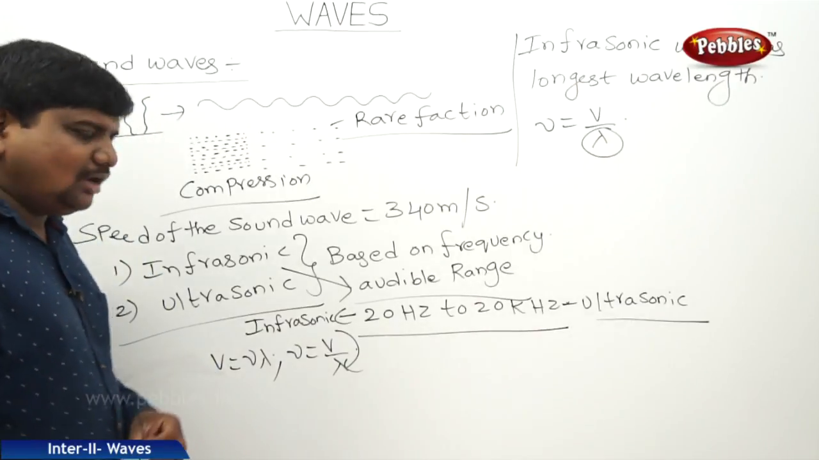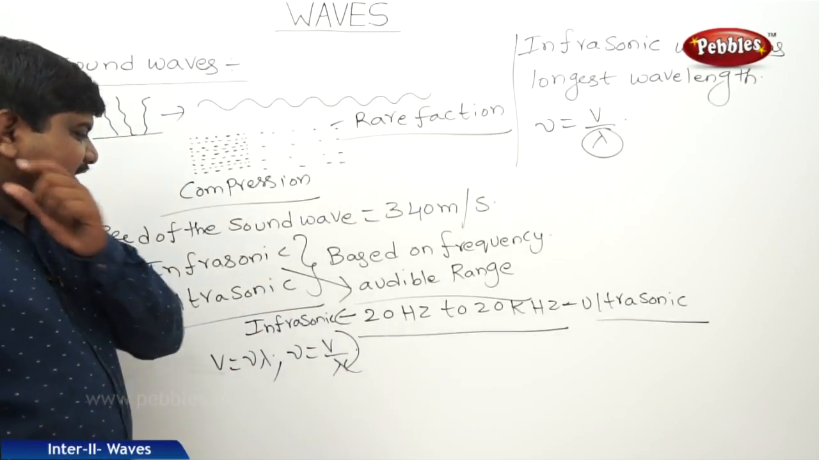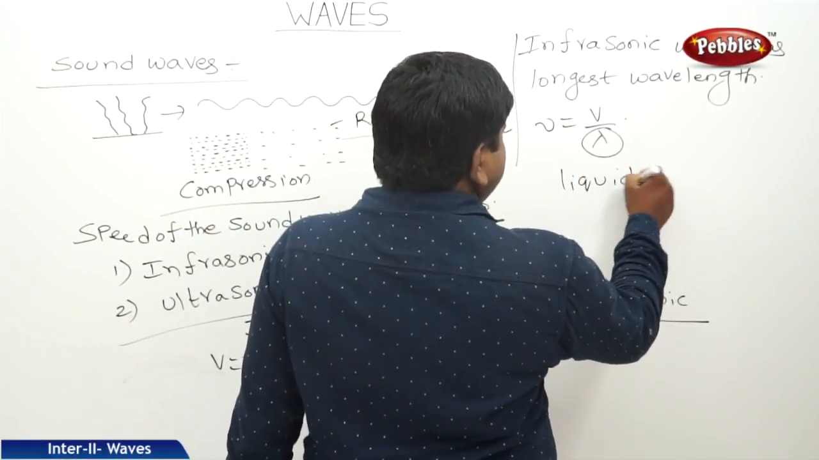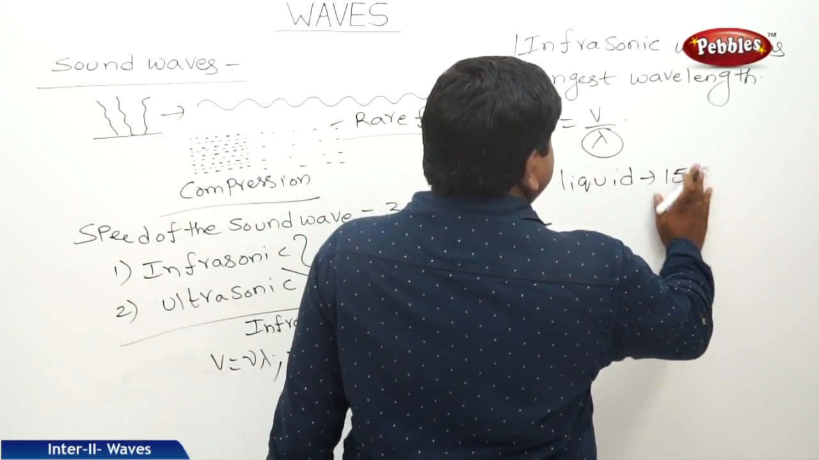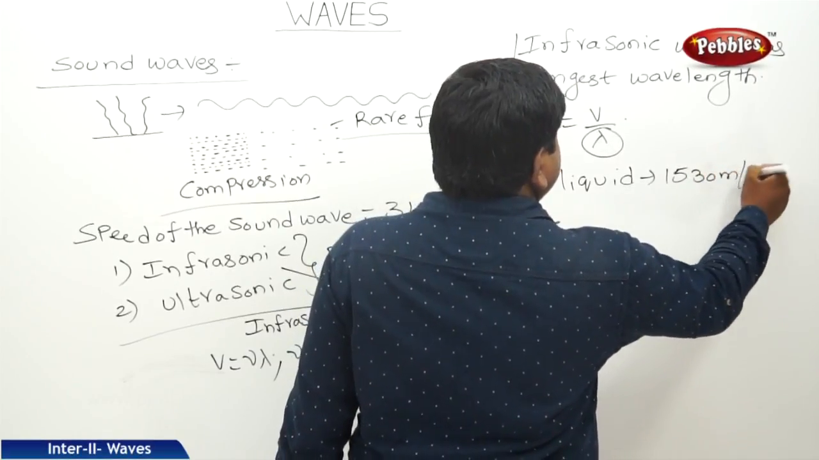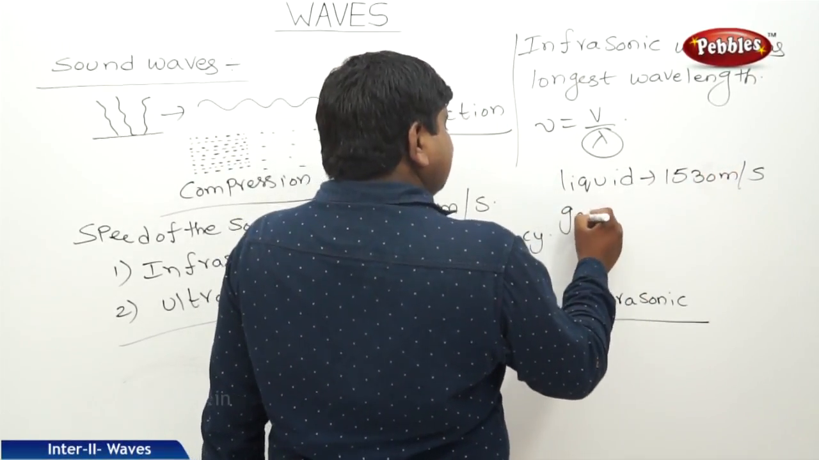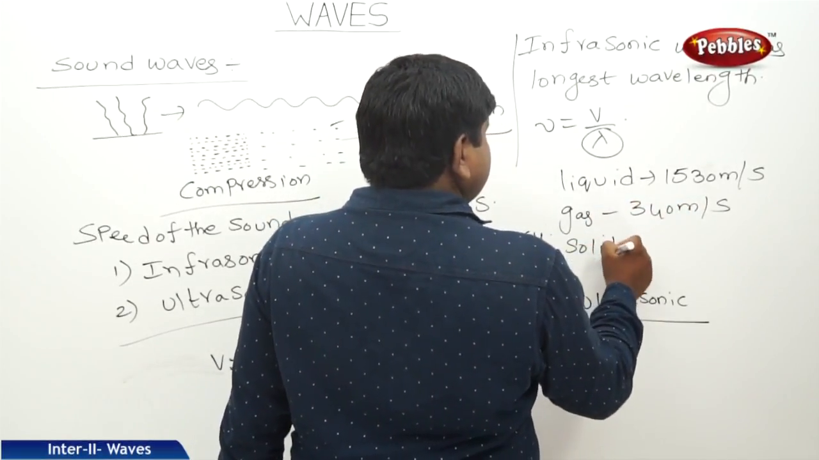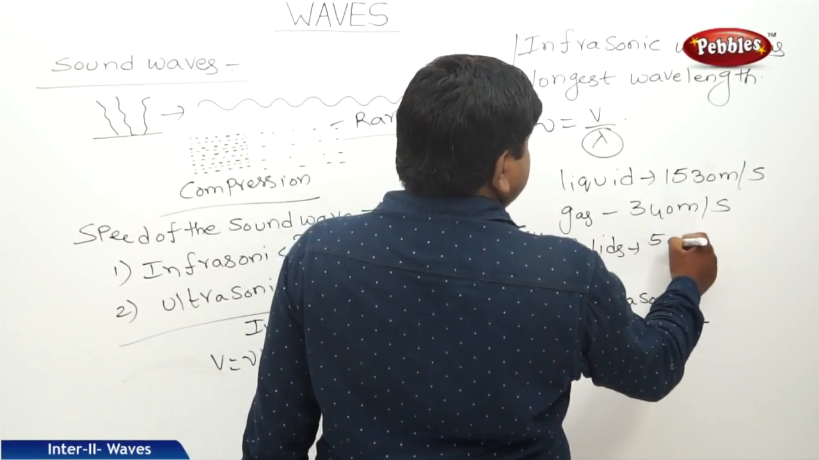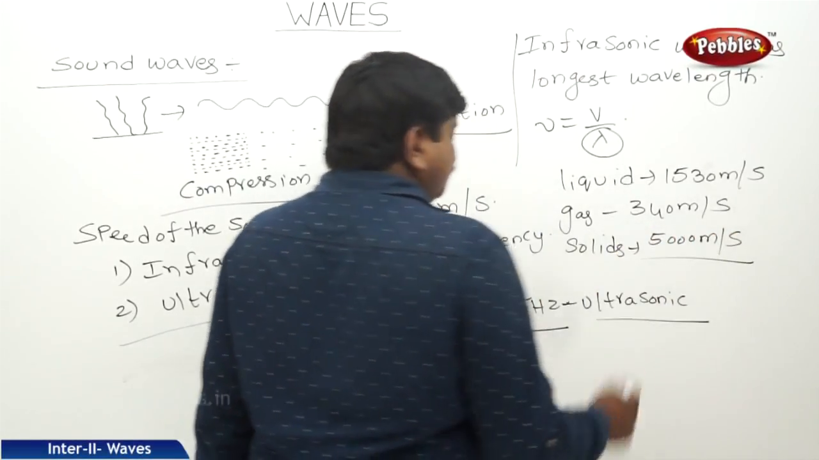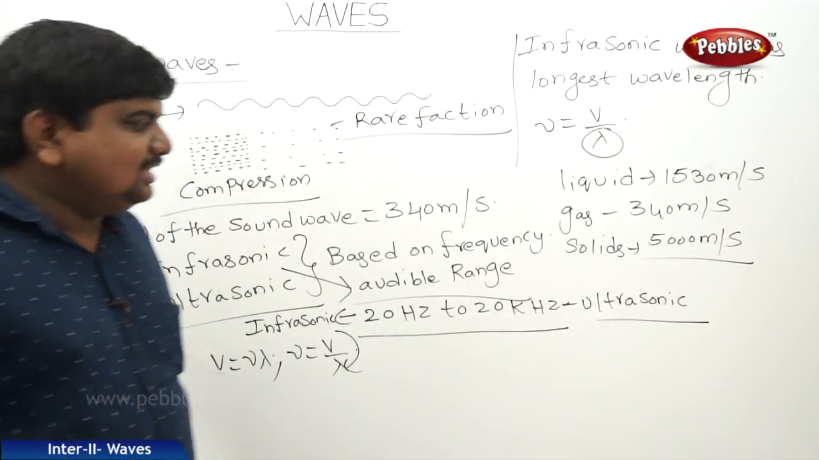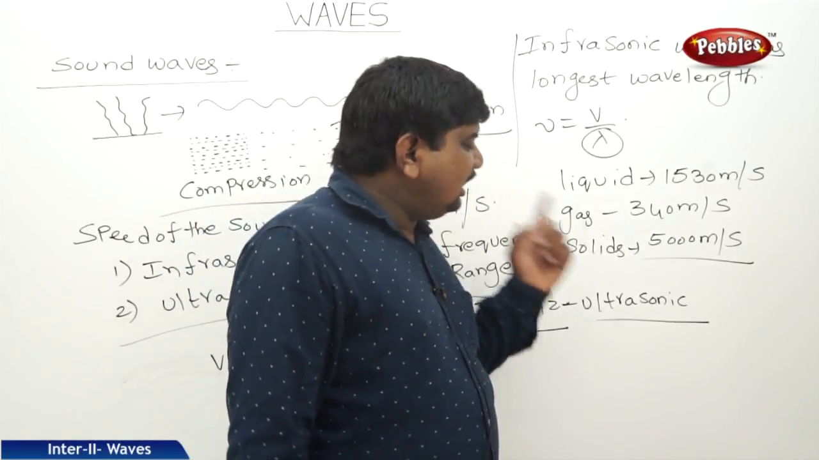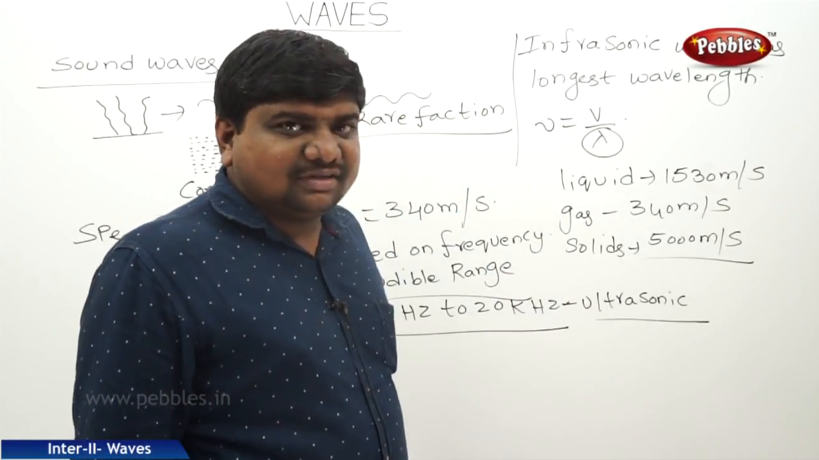So like that, sound can travel in air with 340 meters per second speed. In liquids, in water especially, it travels with 1530 meters per second. In gases, nothing but air, 340 meters per second. In solids, 5000 meters per second. Through an aluminum rod the speed of sound is 5000 meters per second. That means as the density increases, the speed of sound also increases. We know that solids are denser when compared to the remaining two states of matter.